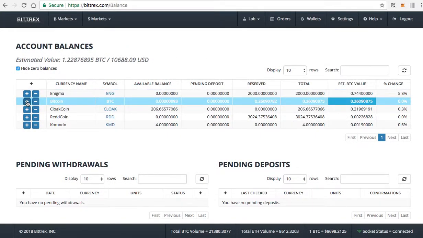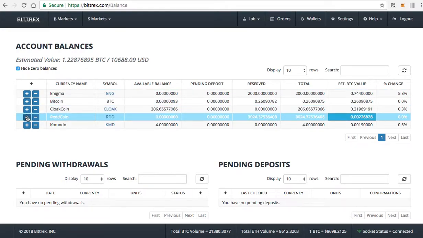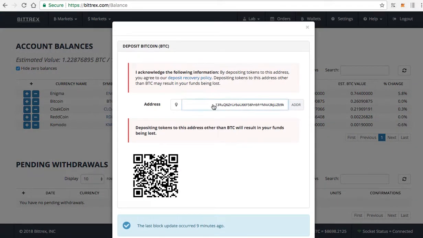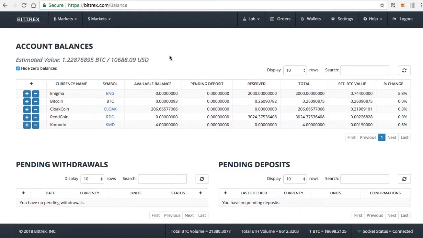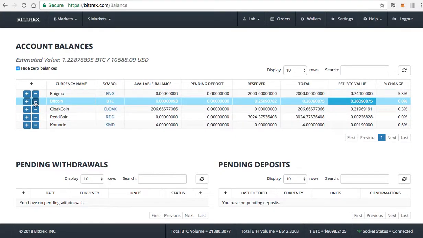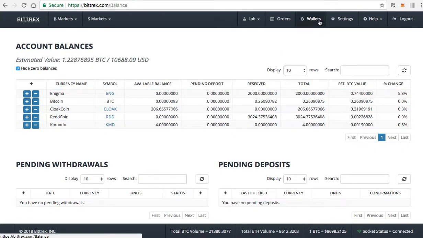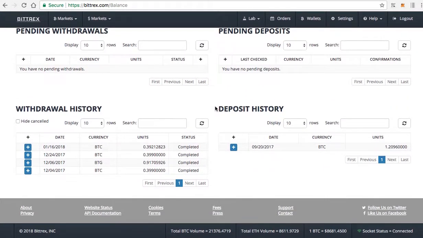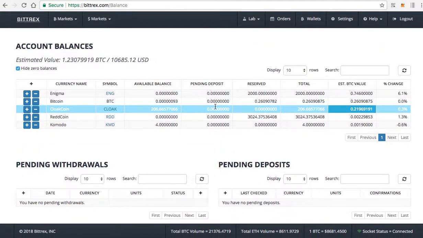If I want to add, say I want to deposit, you're going to click the plus. Say I want to deposit some more Bitcoin in here. I would copy and paste this address into the wallet where my Bitcoin is, and say send, and it will send Bitcoin to my Bittrex wallet. Okay, so this is where you withdraw and deposit is up here. You click on wallets and you can make your withdrawals and deposits, and it shows you down here past deposits, past withdrawals. All right, so what do we have next?